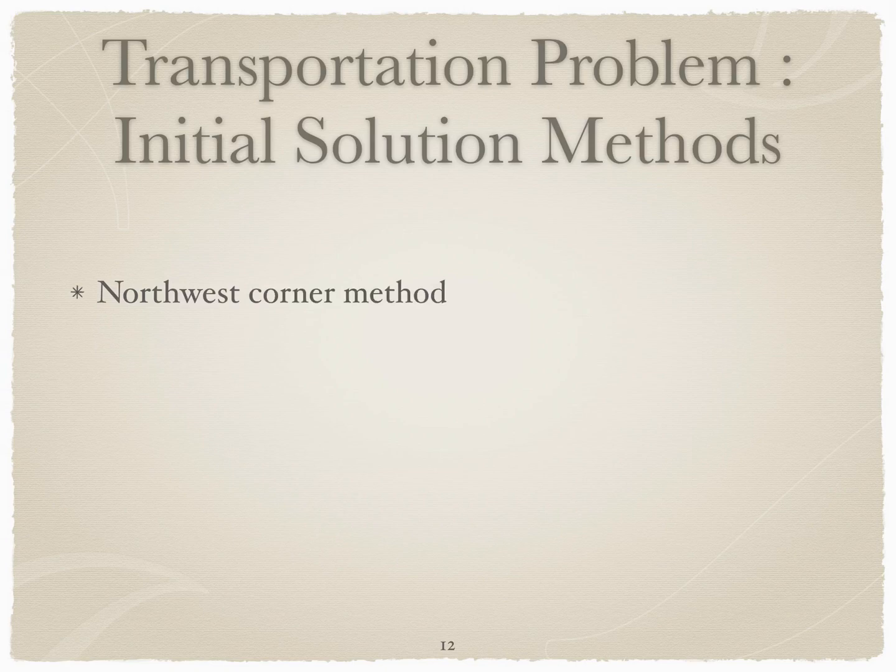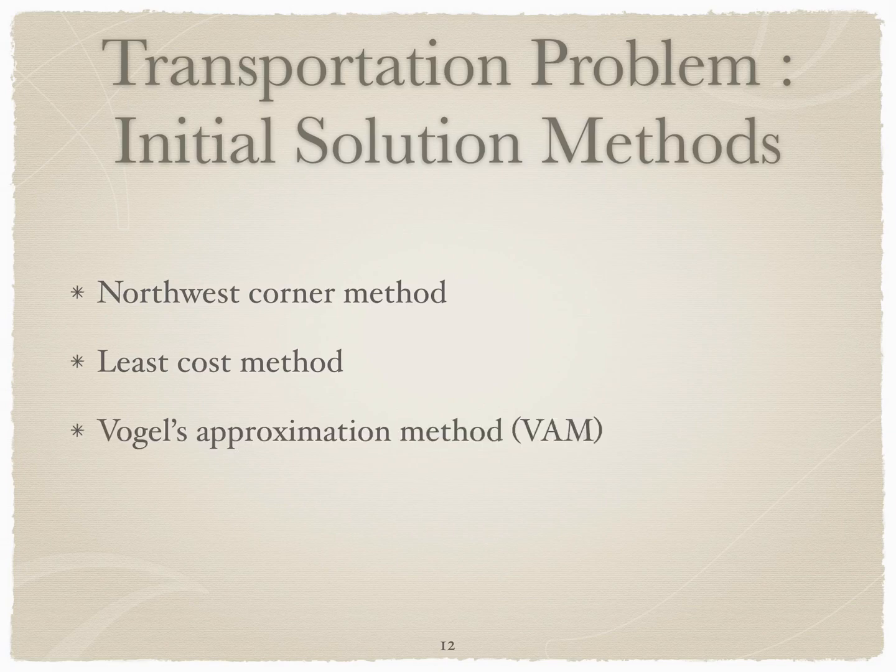Similar to a linear programming problem, first we have to find a basic feasible solution. To find the initial basic feasible solution, there are three methods. The Northwest corner method gives an initial basic feasible solution. Another method is the least cost method, and the third method is called Vogel's approximation method.